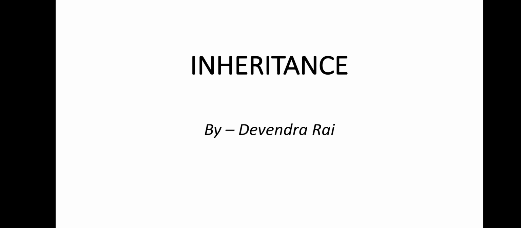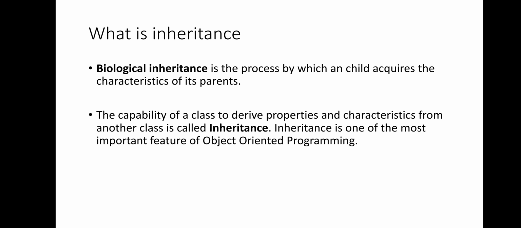Today I'm going to explain the topic inheritance. First of all, we need to understand what is inheritance. Inheritance in biological terms, we can say it is a process by which a child acquires the characteristics or properties of its parents. Similarly, in the C++ language, a class can derive its properties and characteristics to another class, and this whole phenomenon is known as inheritance.